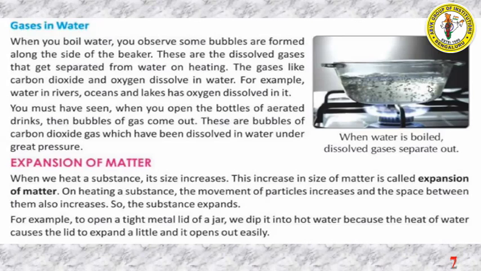In the earlier classes we have studied that aquatic animals absorb the dissolved oxygen present in the water. So the dissolved oxygen is a gas which is present inside the water. These are the dissolved gases that get separated from the water on heating. Gases like carbon dioxide and oxygen dissolve in water. For example, water in rivers, oceans, and lakes has oxygen dissolved in it. This dissolved oxygen is utilized by the aquatic animals.